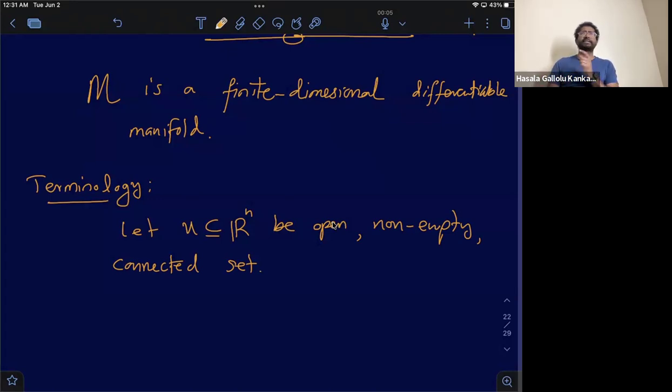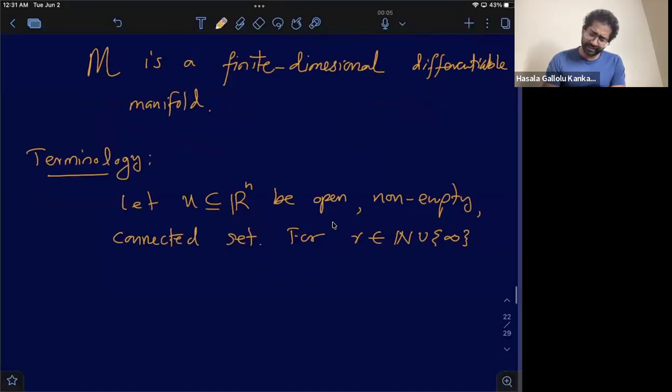Connected simply means, just in case you do not have topology exposure to connectedness, think about connectedness simply as something that we can have in one piece, not as a couple of pieces. So you're going to have something in one single piece, a connected set. And then for any r in the collection of natural numbers, and, okay, not zero, it should be infinity.